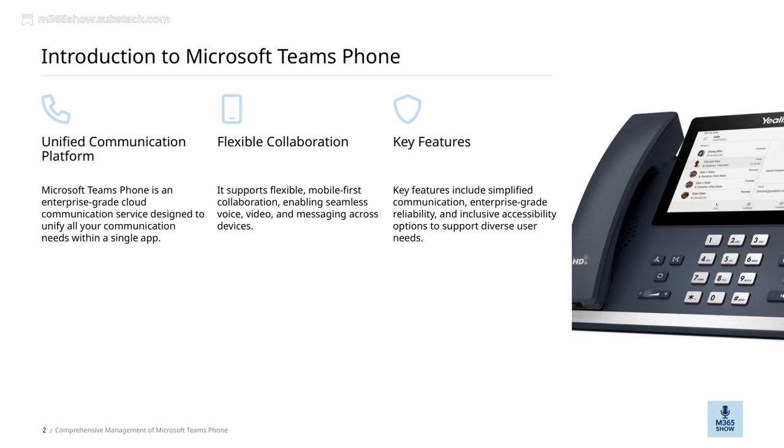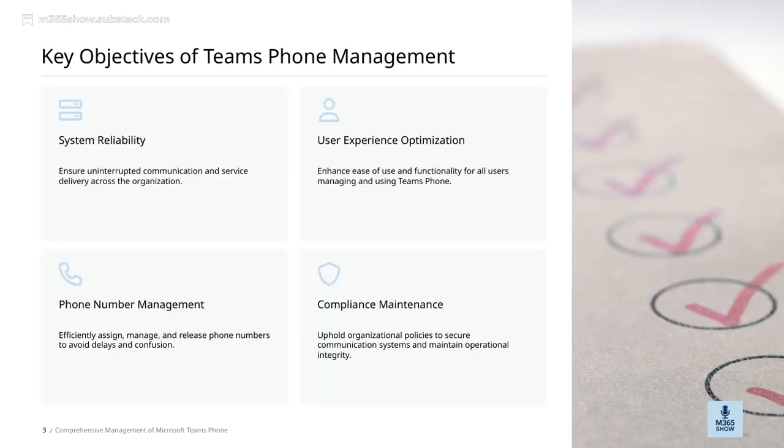Plus, accessibility options are designed to support a diverse range of users, making sure everyone can participate fully, regardless of their needs. Now, a standout feature is its flexibility. It's designed with a mobile-first approach, so you can collaborate effectively from any device, whether you're in the office or on the go. You can switch easily between voice calls, video chats, and messaging across different devices without missing a beat. Overall, Microsoft Teams Phone is more than just a calling tool. It's a unified communication platform that brings everything together, supporting your team's productivity and connectivity in a simple, reliable, and inclusive way.